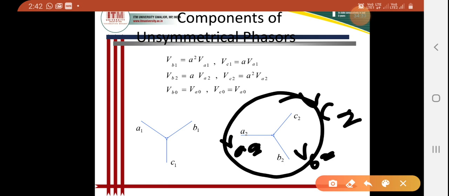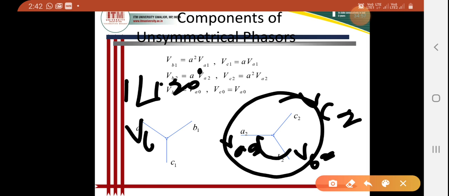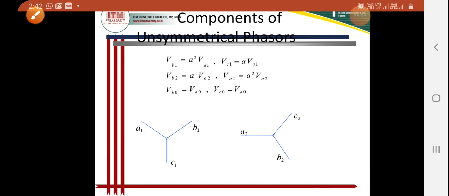Now if I want to talk about our VB2 in form of VA2, what is the angle between VB2 and VA2? That is 120 degree. So I can write 120 degree is our A. So when I want to write VB2, I can write A times VA2.